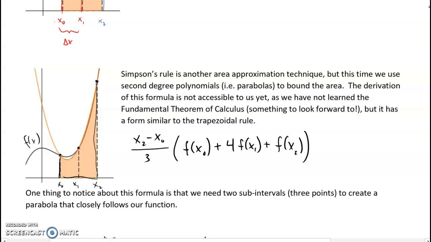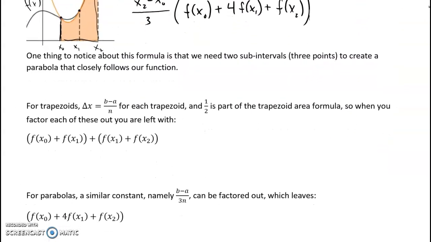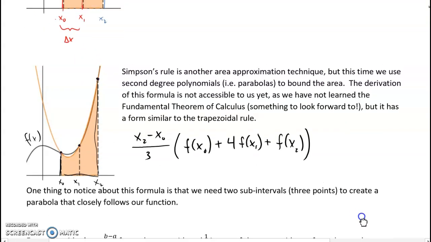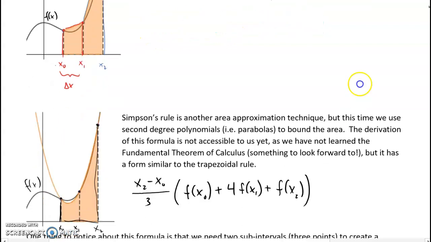So let's compare the process between these 2 different procedures. For trapezoids, we have a common delta x, that's b minus a over n, and we have a common 1/2. If we take a look up here, when we were adding up our areas of our 2 trapezoids, notice that the 1/2 showed up in each of the trapezoids, and that delta x showed up in each of our trapezoids. That is going to be the same for each trapezoid, assuming we're using equally lengthed subintervals, which we normally do. So we can factor those out, and we end up looking at f of x0 plus f of x1 plus f of x1 plus f of x2.